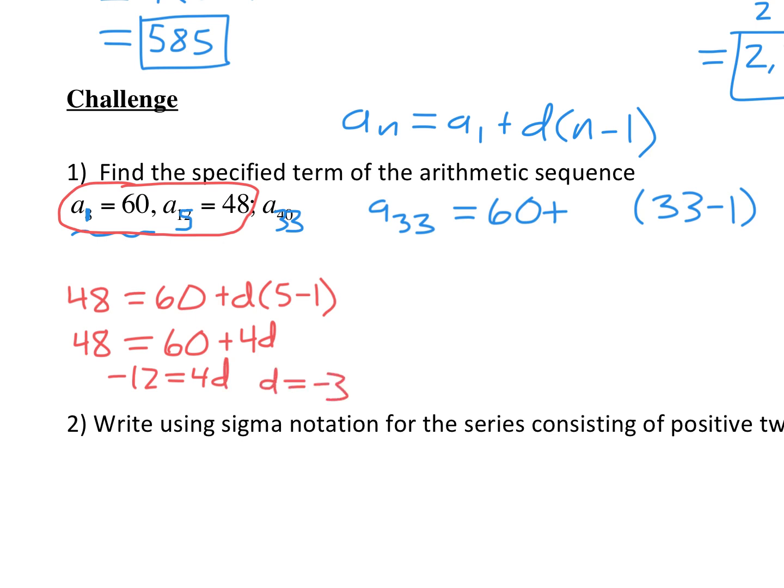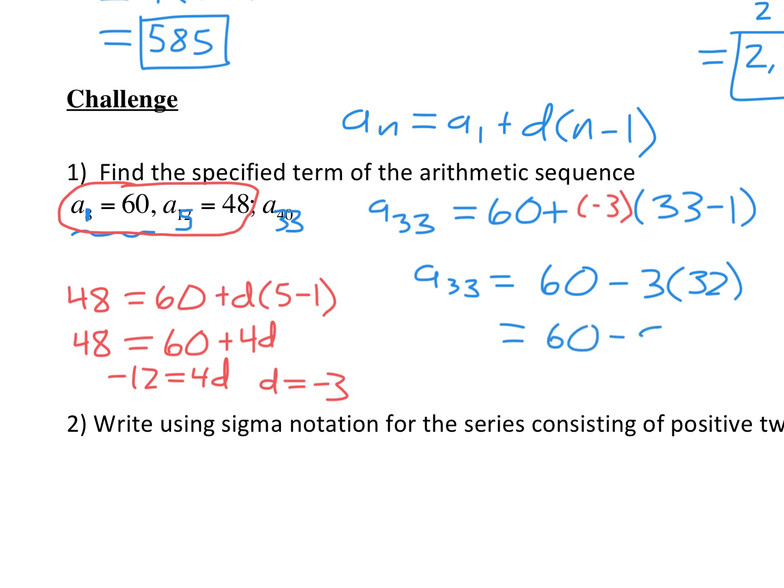Right, so now going back over here, I know that D is negative 3. So it's A33 equals 60 minus 3 times 32. 60 minus 96, which is negative 36. All right, and I wrote A33 pretending that I never made those changes. It's actually A40.